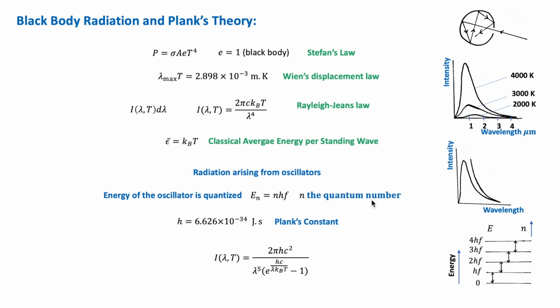And each discrete energy value corresponds to a different quantum state, represented by the quantum number n. So the oscillator radiates or absorbs energy only when it changes quantum states. So no energy is absorbed or emitted if the oscillator remains in one quantum state. So the oscillators emit or absorb energy in discrete units. And the figure here shows the quantized energy levels and allowed transitions here.